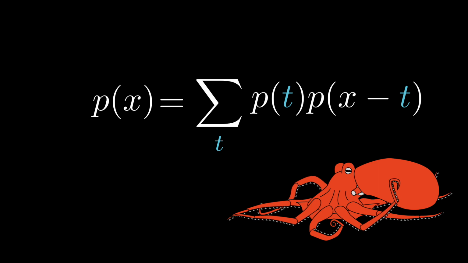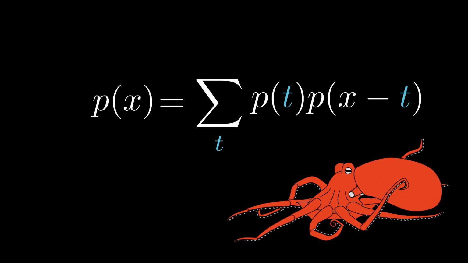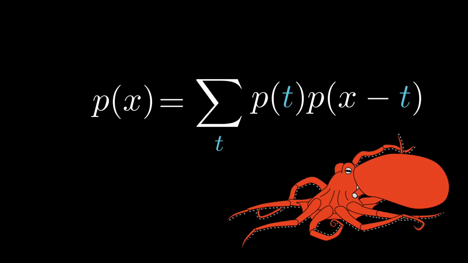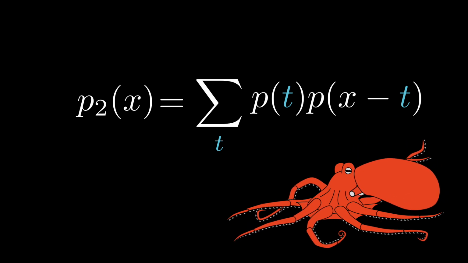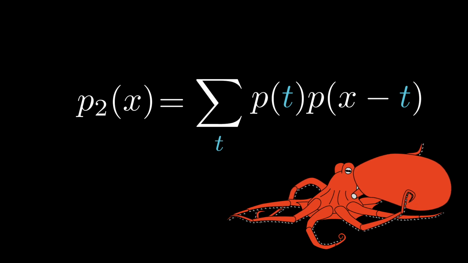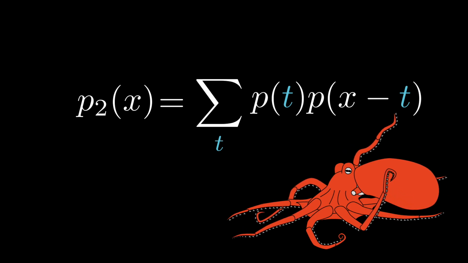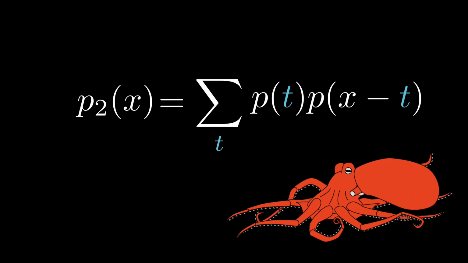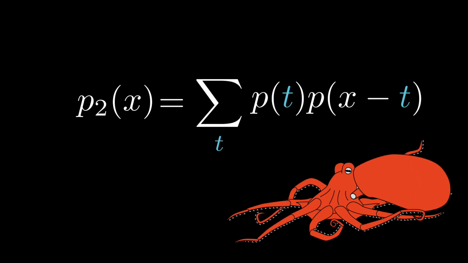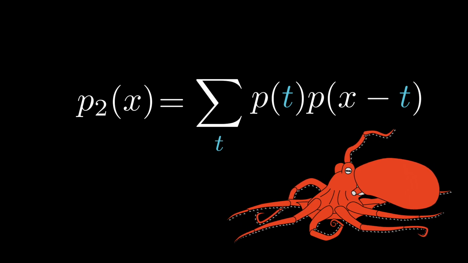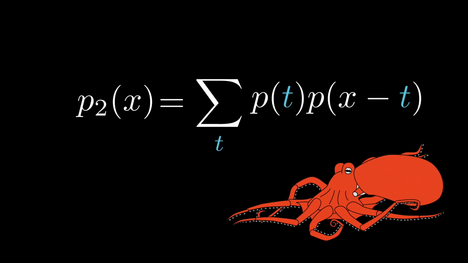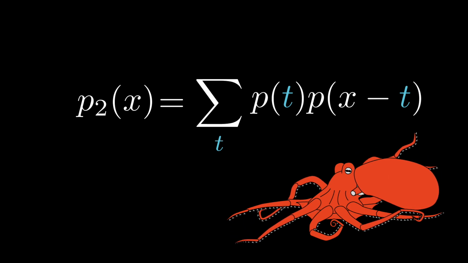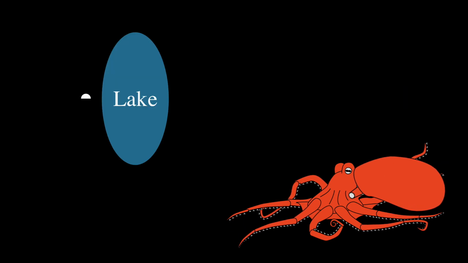Also, since I'm using p of x inside of this sum, I'm going to rename p of x on the outside to p2 of x, just to make it clear that we're talking about two different functions. An important point to note here is that we're calculating the odds of rolling a t and an x minus t by multiplying their probabilities. This is the most common way that people compute the chances of two things happening simultaneously. Still, importantly, it's not necessarily true.